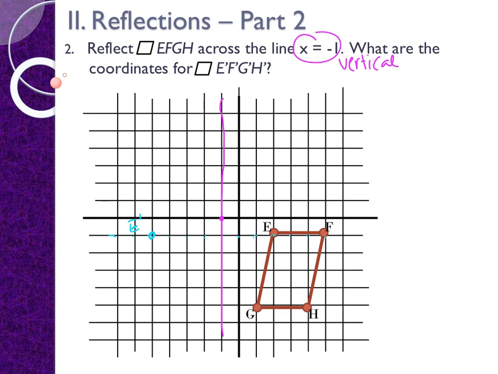Oh, I went too far over on my E prime. E should be 3, and I went 1, 2, 3, 4. So this is F prime. From G, 2 from the line of reflection. 1, 2. G prime. H is 1, 2, 3, 4, 5. 1, 2, 3, 4, 5.